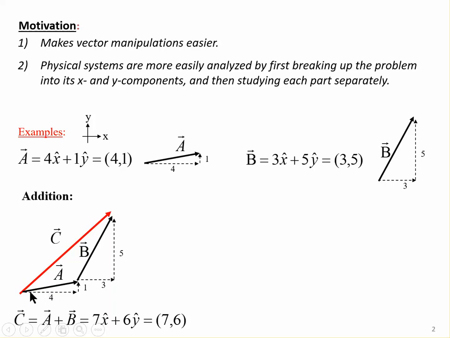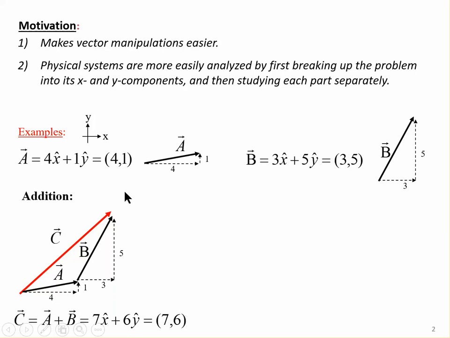Well, if you look at this diagram here, you see that if I walk over 4 units horizontally and then an additional 3 units, that gets me to here. And in terms of how far I have to go up vertically, if I go up 1 unit and then an additional 5 units, total of 6 units, that gets me to here. So in other words, vector C has components given by 7 in the x hat direction plus 6 in the y hat direction. In other words, 4 plus 3, 7 in the x direction, and in the vertical direction, 1 plus 5, 6.